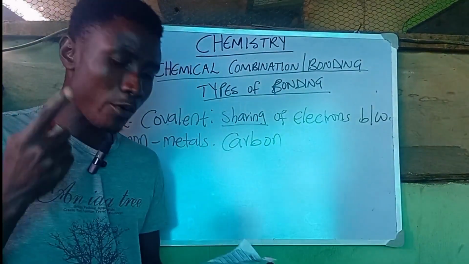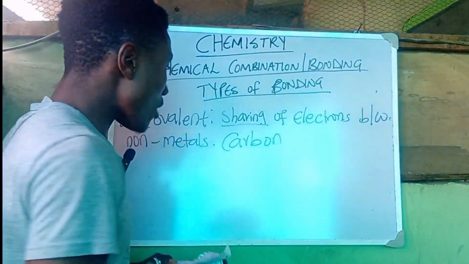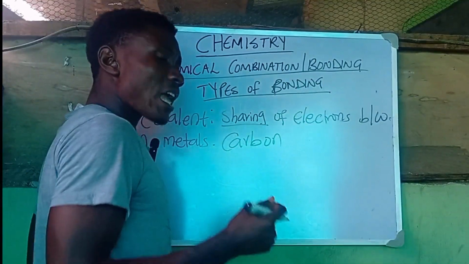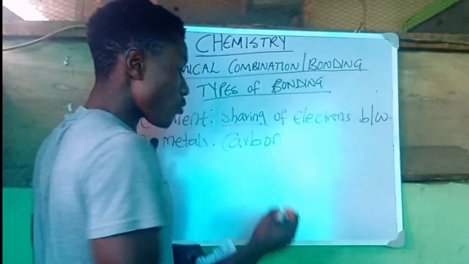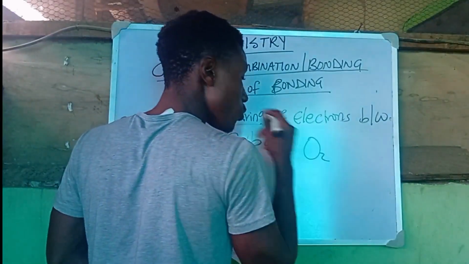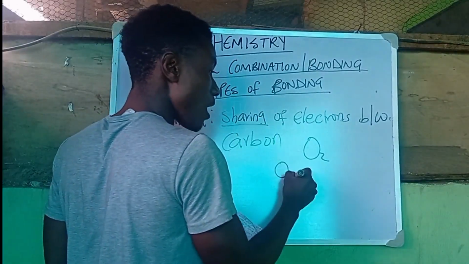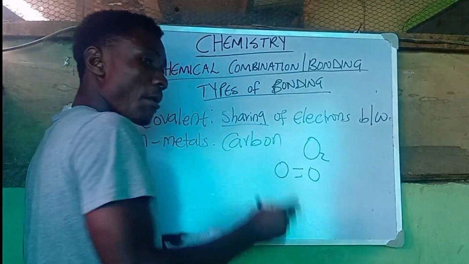Now it is not just carbon alone, even oxygen undergoes covalent bonding. And the type of covalent bonding that oxygen undergoes is a double covalent bonding. So we have our O and we have our O. So this is our O2.